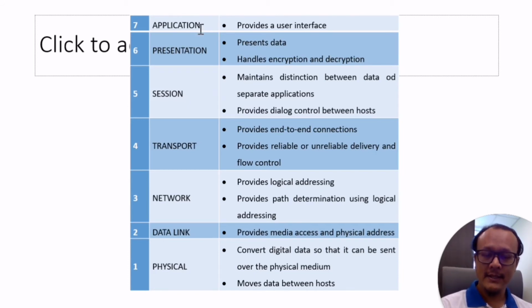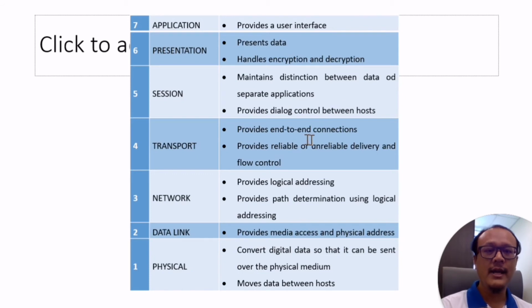So the first, the upper layer, the 7th layer, is application, which provides a user interface. The presentation layer presents data and handles encryption and decryption. The session layer maintains separation between data of separate applications. It also provides dialog control between hosts.